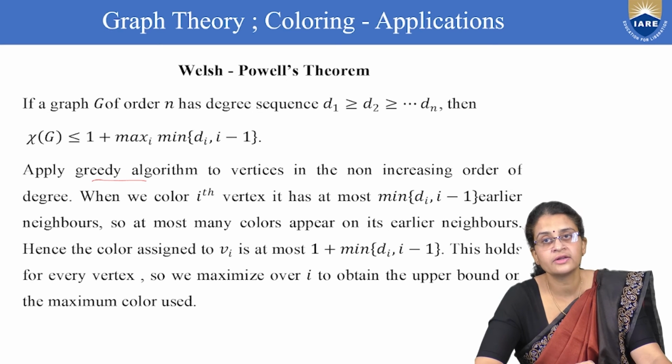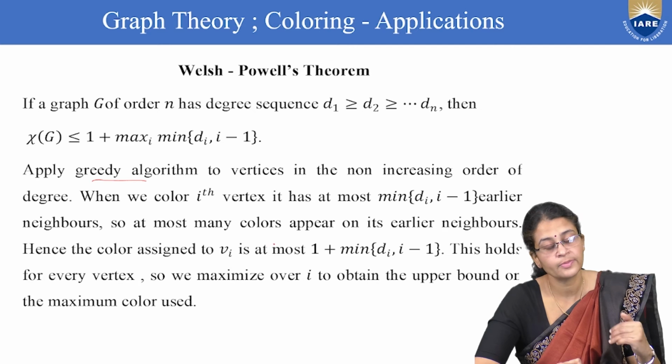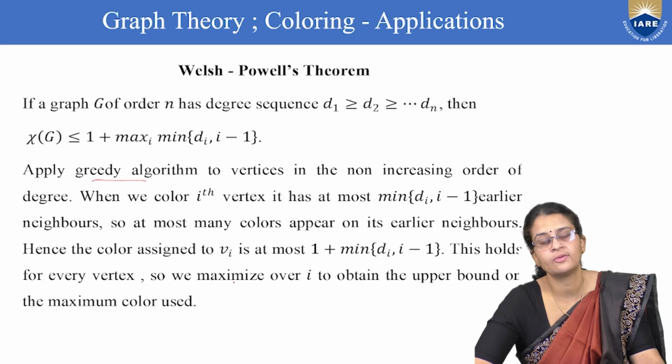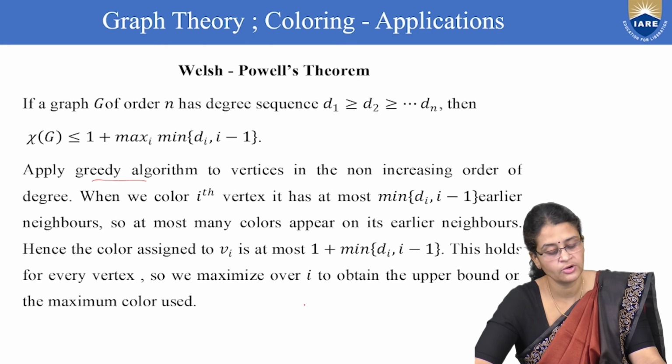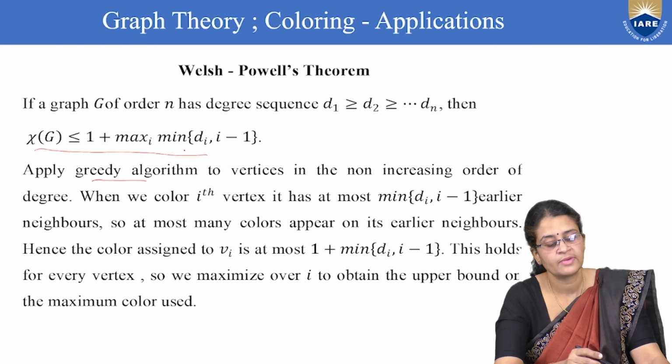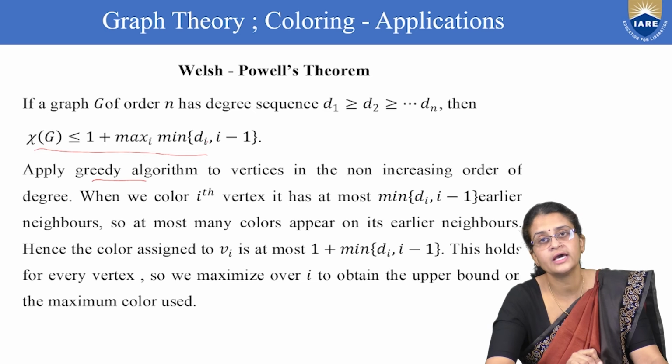When we color vertex vi, it has at most minimum of di and i minus 1 earlier neighbors, so at most that many colors appear on its earlier neighbors. Hence, the color assigned to vi is at most 1 plus the minimum of di and i minus 1. This holds for every vertex, so we maximize over i to obtain the upper bound on the number of colors used. That is why chi of G is less than or equal to 1 plus the maximum of the minimum of di and i minus 1.